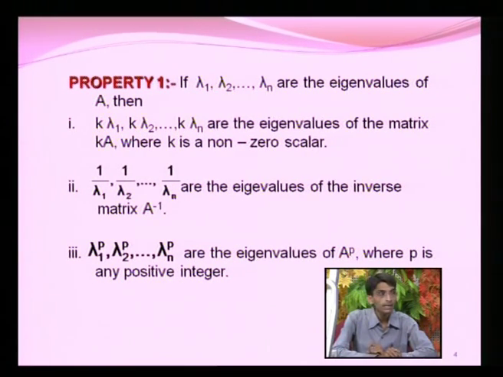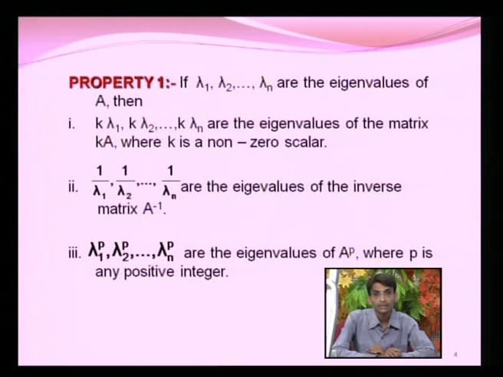In the same way, 1 upon lambda 1, 1 upon lambda 2 up to 1 upon lambda n are the eigenvalues of the inverse matrix A inverse, right? So if we want to find the eigenvalues of A inverse, we can easily find the eigenvalues of A, which are lambda 1, lambda 2 up to lambda n, and then 1 upon lambda 1, 1 upon lambda 2 up to 1 upon lambda n are the eigenvalues of the inverse matrix.